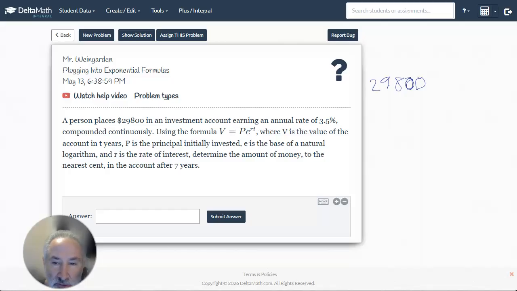And then we'll multiply that times e, which is just a number, and then raise that to the power of R times T. Now, I have to admit, you can get the wrong answer here, so I'm going to show you some tricks. So 3.5%, you got to know that that is 0.035 as a decimal. So we'll do that. That's going to be 0.035. But the other thing is, you got to be really careful.